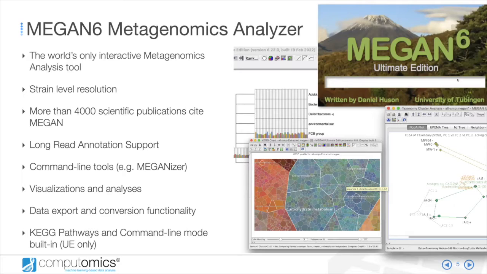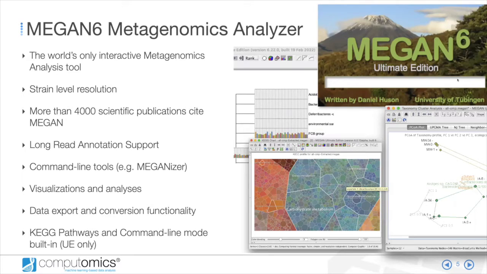MEGAN contains command line tools, for example, the Meganizer tool, but the most common use case is really to analyze and visualize metagenomics data in an interactive manner on a normal desktop or laptop computer.